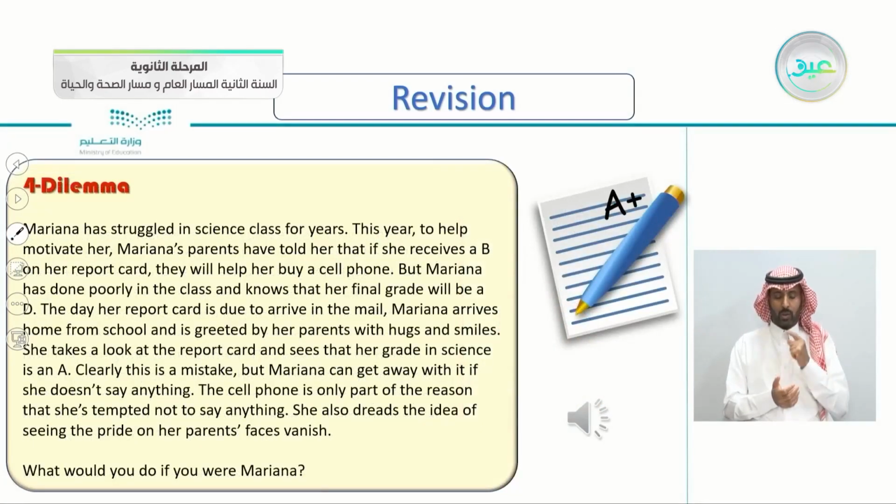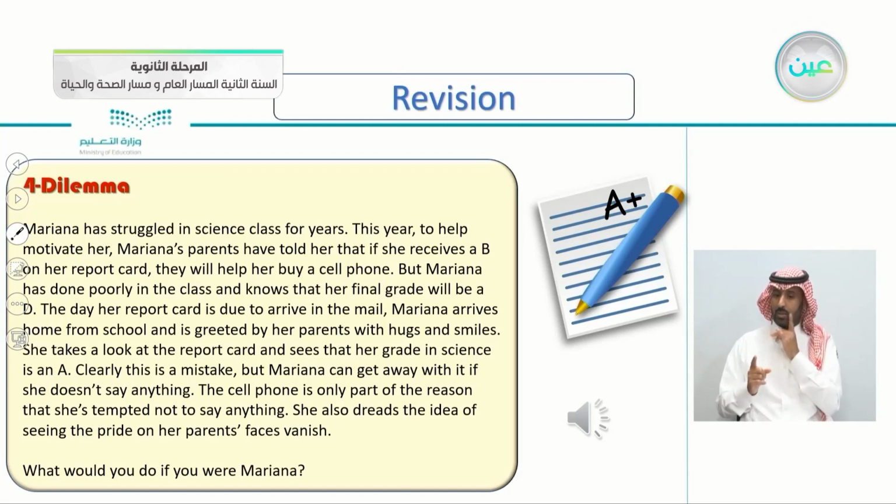Dilemma number 4. Mariana has struggled in science class for years. This year, to help motivate her, Mariana's parents have told her that if she receives a B on her report card, they will help her buy a cell phone. But Mariana has done poorly in the class and knows that her final grade will be a D. The day her report card is due to arrive in the mail, Mariana arrives home from school and is greeted by her parents with hugs and smiles.